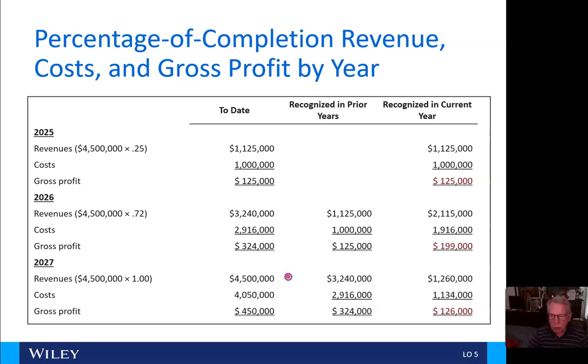And finally, in 2027, we will record $4.5 million in revenues. Our costs in total were $4,050,000. Our gross profit was $450,000. But we had recorded in the prior year $324,000 of gross profit. So we back that out and record another $126,000 in gross profit in the 2027 year. So I think you can follow that arithmetic pretty straightforwardly.